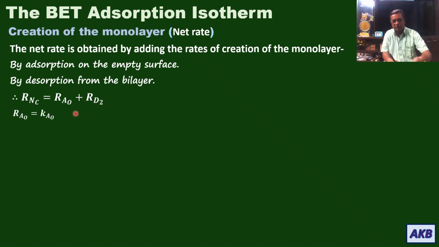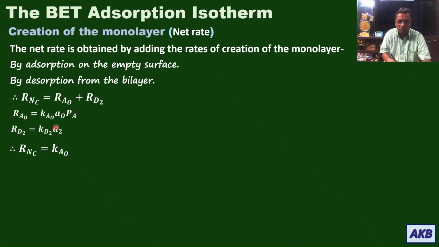Then we have equations for RA0 and RD2. RA0 is KA0 into A0 into PA, whereas RD2 is KD2 into A2. If you use these equations, you will get RNC is equal to KA0 into A0 into PA plus KD2 into A2, and let us call this equation number 5.